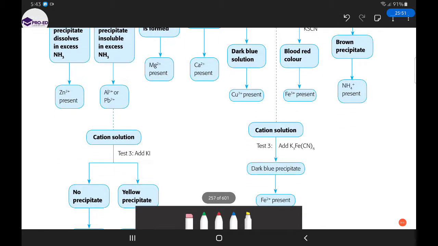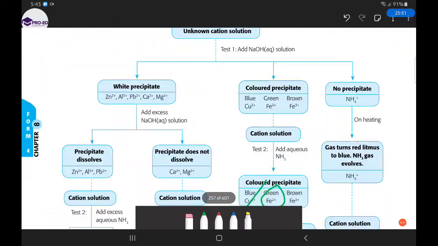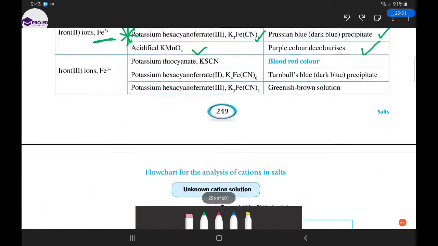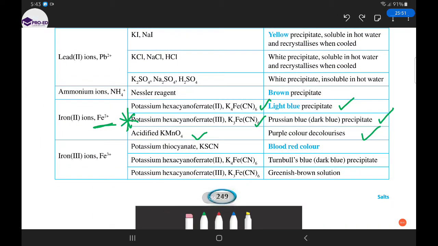And with that, we have just done the confirmatory test for Fe2+. Again, you don't have to add potassium hexacyanoferrate(III). That's just what your book used. But you also could use potassium hexacyanoferrate(II) to get a light blue precipitate, or you could use acidified potassium manganate(VII), where it gets decolorized from purple to colorless. Those are also possible confirmatory reagents that you can use. But I will just do the one that was used in the flow chart. All right, so it is clear. Let's go to the next one.